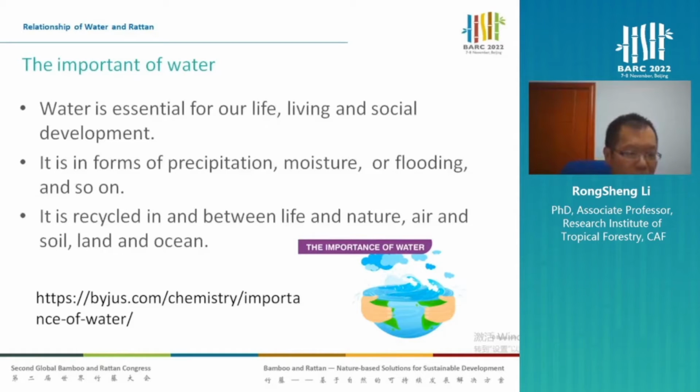In the context of global deforestation and climate change, for the sustainable development of the rattan sector, it is important to know how this change impacts rattans, and how rattan and the climate respond to the changes. That's why I focus on the relationship of water and rattan. How do these water process changes impact rattans?